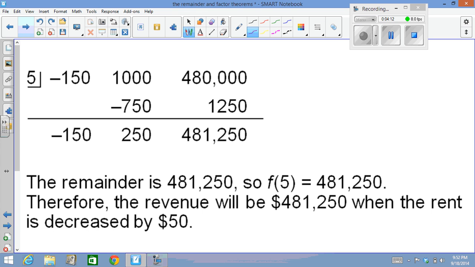So I'm going to do synthetic substitution, and when I do that, I end up with my remainder being $481,250. So that means that if he, or she, were to decrease the rent by $50, the revenue, how much money they would bring in, would be $481,250. So that seems pretty good to me, but that's 800 units, so I guess it might not be that good. I really have no perspective on that. But that would be how you would solve the problem. Not too difficult. Again, you could always just substitute the 5 in and get the same thing.